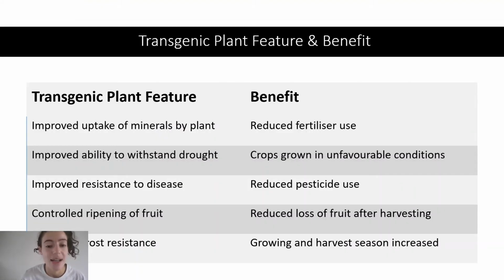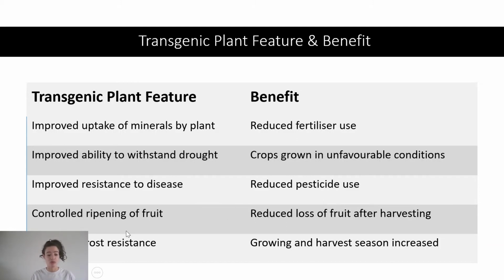Here are some more examples of transgenic plant features and their benefits. So we could create transgenic organisms that have improved uptake of minerals by the plant, and this reduces the need for fertilizers. We could improve the ability to withstand drought, and this means that crops can be grown in unfavorable conditions. We can improve the resistance to disease, reducing the need for pesticide use.